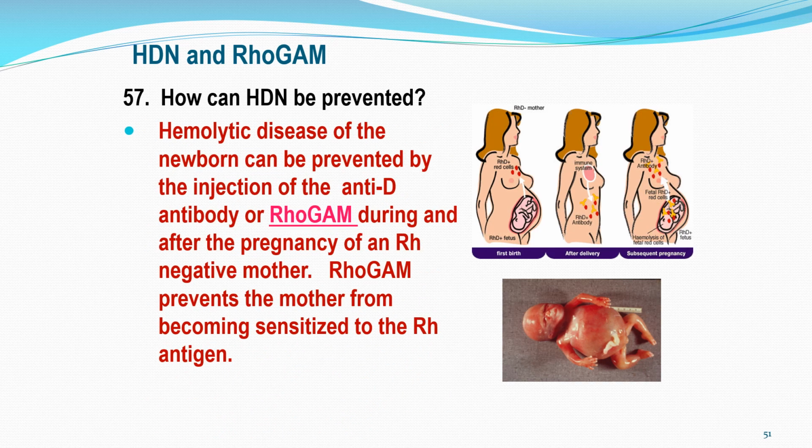So how can HDN be prevented? Hemolytic disease of the newborn can be prevented by the injection of the anti-D antibody, or RhoGAM, during and after the pregnancy of the Rh-negative mother. RhoGAM prevents the mother from becoming sensitized to the Rh antigen.